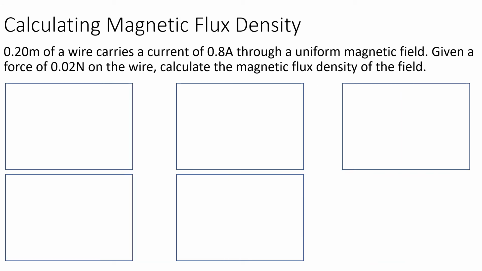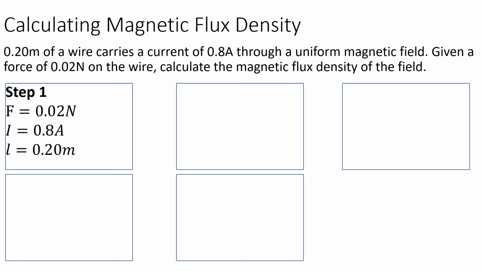Now let's see what happens when we need to calculate magnetic flux density. So 0.2 meters of a wire carries a current of 0.8 amps through a uniform magnetic field. Given a force of 0.02 newtons on the wire, calculate the magnetic flux density of the field. Step 1 is to write down what we know. So force is 0.02, current is 0.8, and length is 0.2. We then write down the equation that links these together. And then step 3 is to substitute in the numbers.